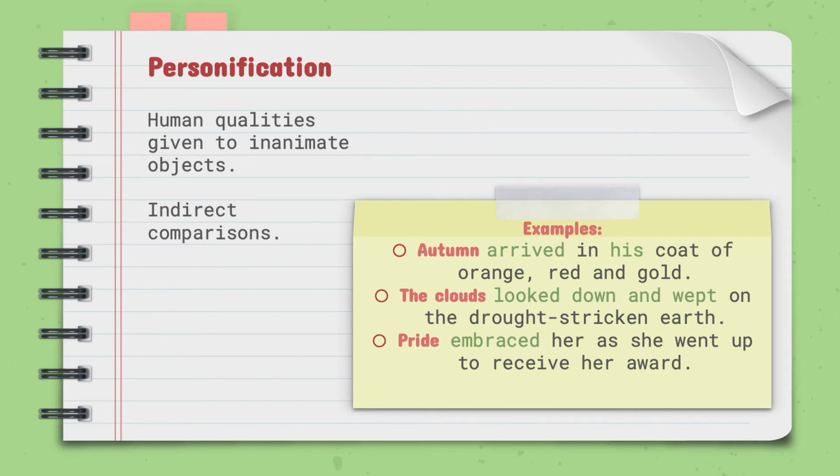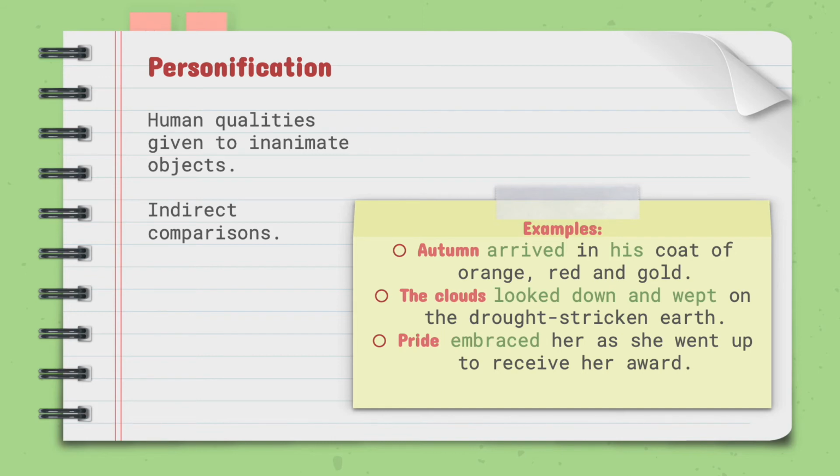Personification gives human qualities to inanimate objects or abstract ideas. Personification and metaphors are similar in the sense that they are both indirect comparisons. There are 3 examples here, as we can see. The first one states, "Autumn arrived in his coat of orange, red, and gold." This is giving human qualities to autumn, the season, and it uses the word "his" to give human qualities as you would to a boy.